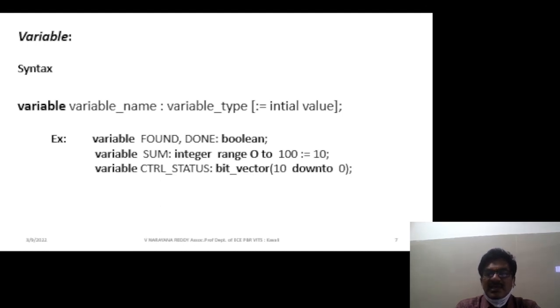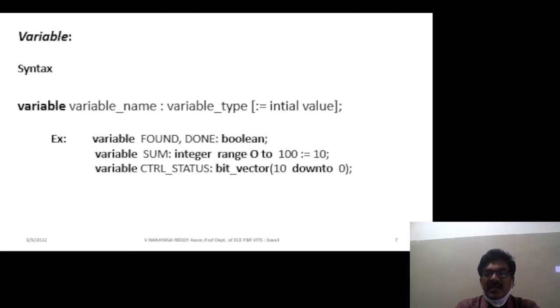See, the second example is variable sum colon integer range 0 to 100 colon equal 10. That means sum is an object of type variable. It holds integer type of data, and the acceptable integer range is 0 to 100 only. Initially we are assigning sum the value of 10. So like that you can declare.